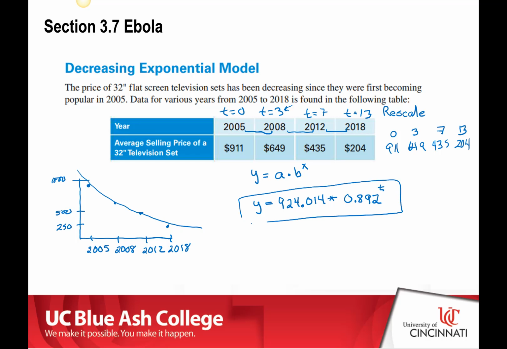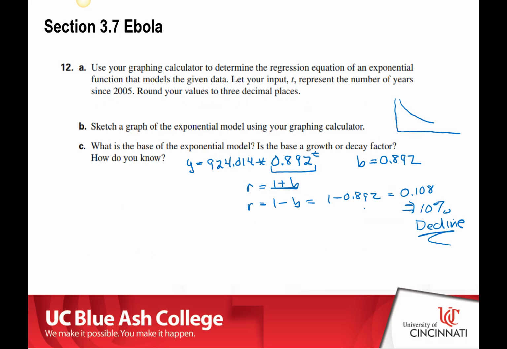up with is something similar to this. If you did this in Excel, it may give you 924.014 times e to some number. I don't know what that number would be, t. You can take and plug in e to whatever that number is, and it'll give you whatever this base is up here. So you can readily convert from e back to the form a times b to the x by just taking e raised to whatever that initial number is in the exponent. That'll give you the base that you want to work with.